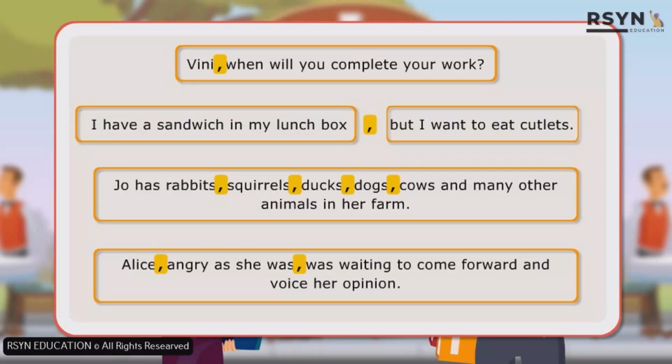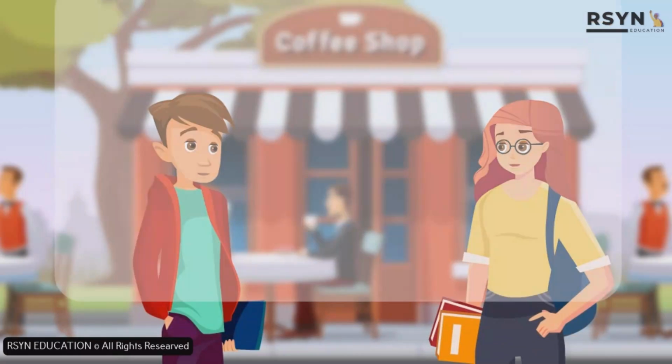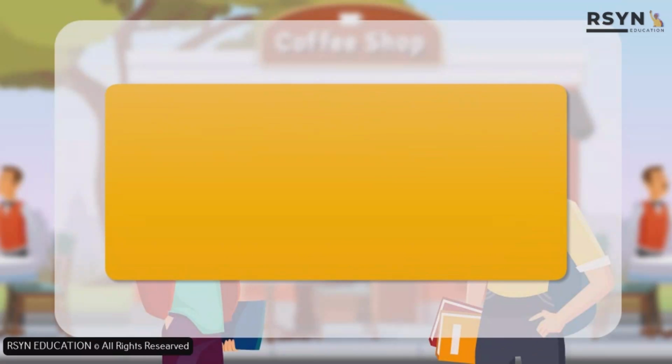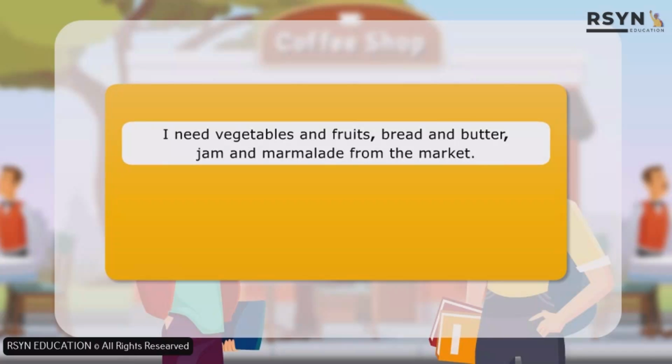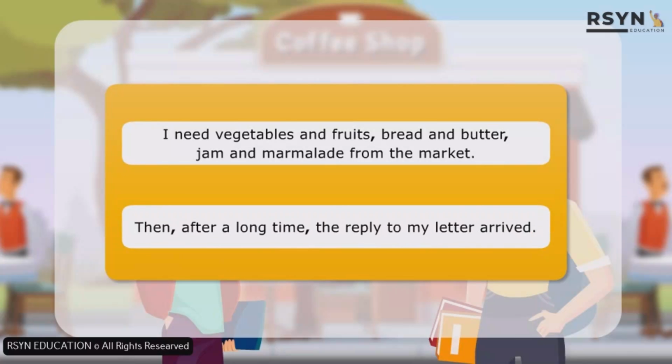Here are a few more examples of the use of comma in a sentence. I need vegetables and fruits, bread and butter, jam and marmalade from the market. Then, after a long time, the reply to my letter arrived.